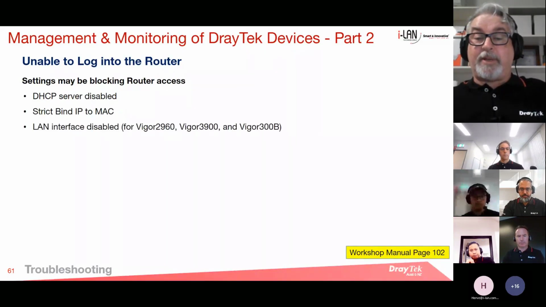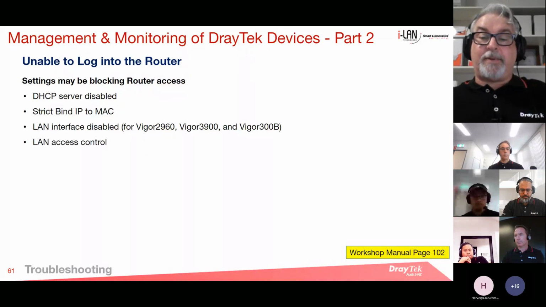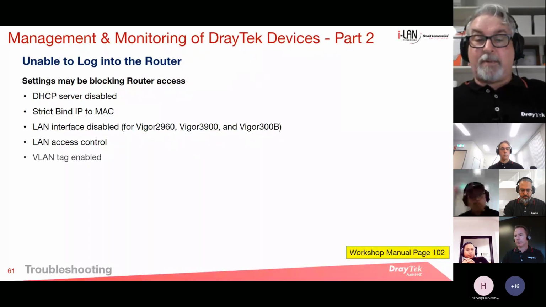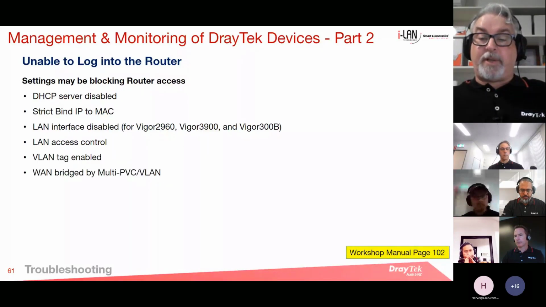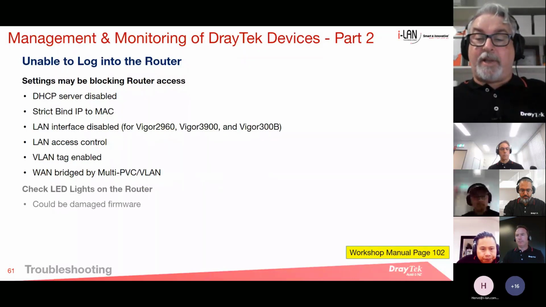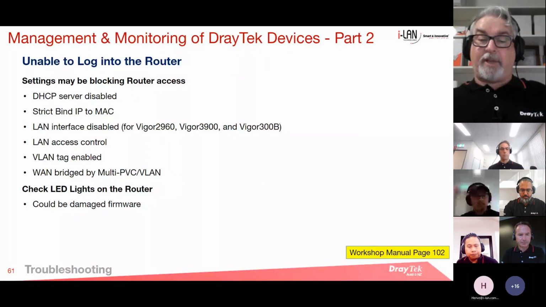Your LAN interface might be disabled. There's LAN access control enabled. There's VLAN tag enabled. And the WAN is bridged using multi-PVC/VLAN. And finally, check the LED status on the front of the router. It might indicate damaged firmware, and you'll need to follow the steps we discussed previously to recover it.